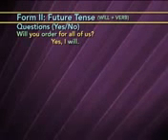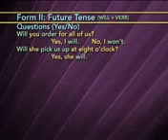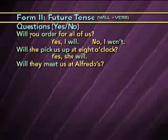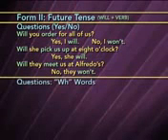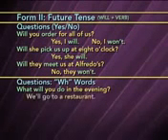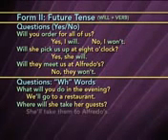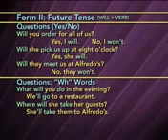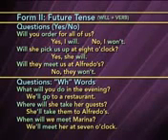Will you order for all of us? Yes, I will. No, I won't. Will she pick us up at 8 o'clock? Yes, she will. Will they meet us at Alfredo's? No, they won't. And questions with WH words, right? What will you do in the evening? We'll go to a restaurant. Where will she take her guests? She'll take them to Alfredo's. When will we meet Marina? We'll meet her at 7 o'clock.